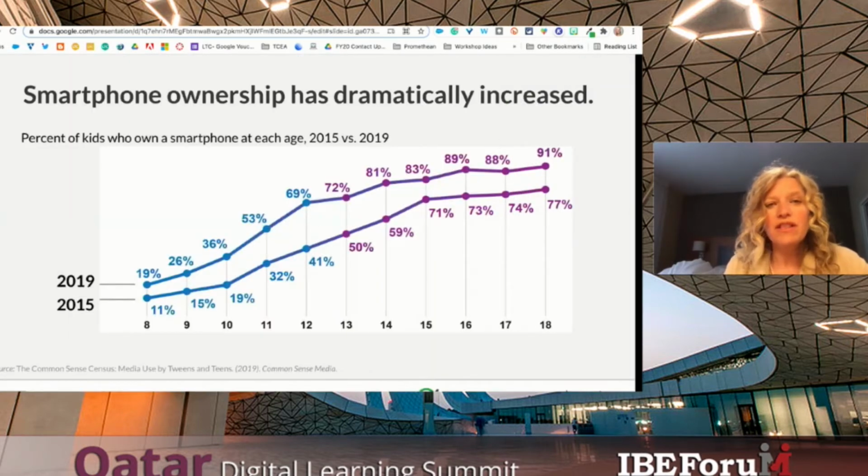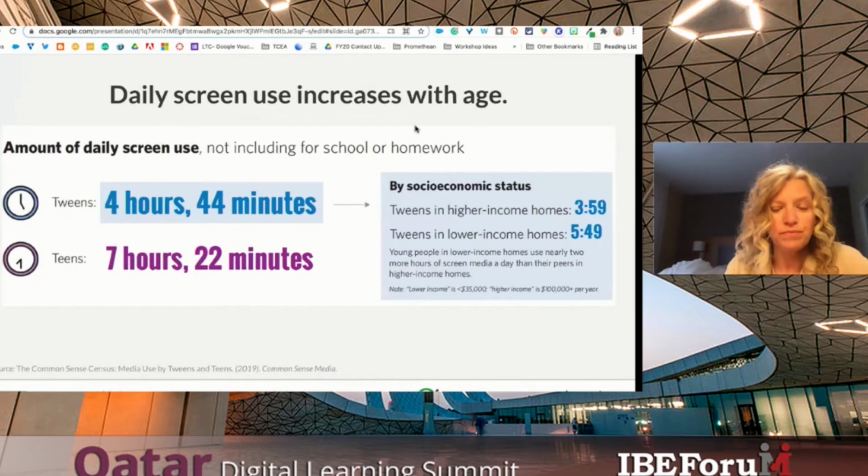Again, on this graphic, this talks about the smartphone ownership has dramatically increased over the years. So you can see the bottom line is in 2015, and then the top line here is in 2019. And again, it's showing that more and more kids at the younger ages are getting technology devices in their hands. And in this case, this is smartphones. And then as they get older, the percentage increases. So this is why it's important to start teaching digital citizenship at younger ages, if at all possible.